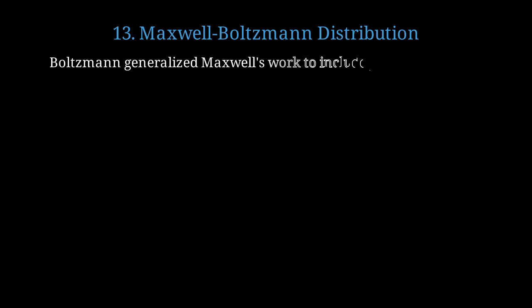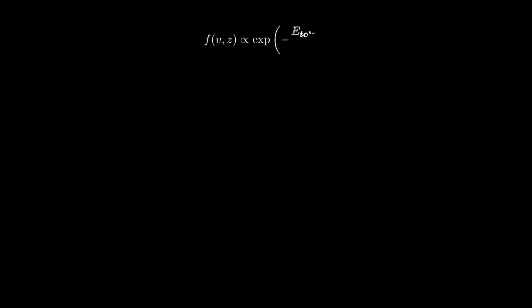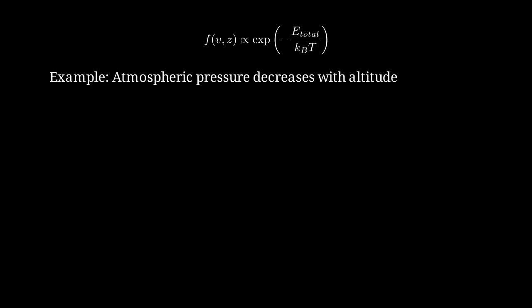Let's understand Boltzmann's contribution. Ludwig Boltzmann generalized Maxwell's distribution to include not just kinetic energy, but also potential energy in external fields. The probability is proportional to the exponential of negative total energy over kBT, where total energy includes both kinetic and potential contributions. A classic example is how atmospheric pressure decreases with altitude.